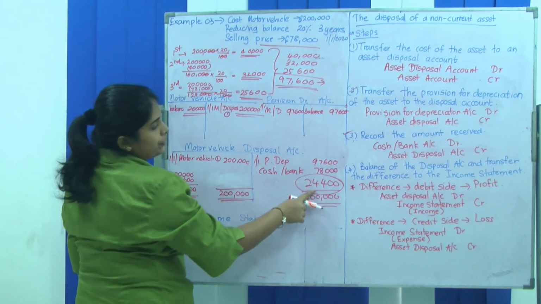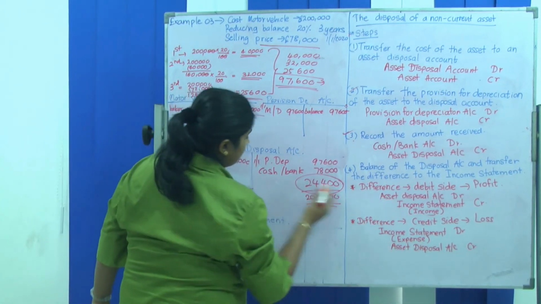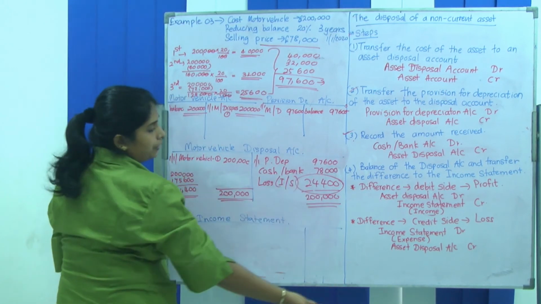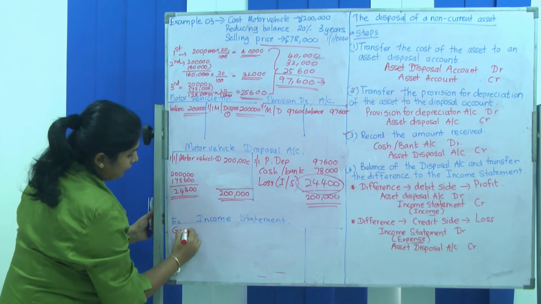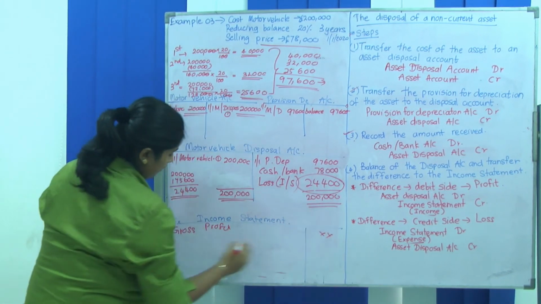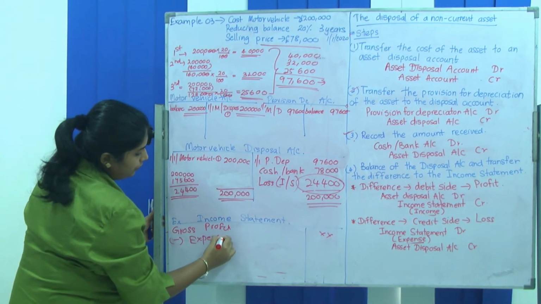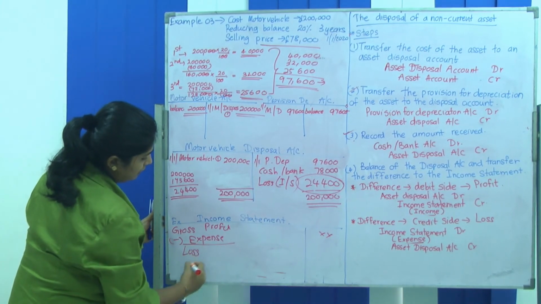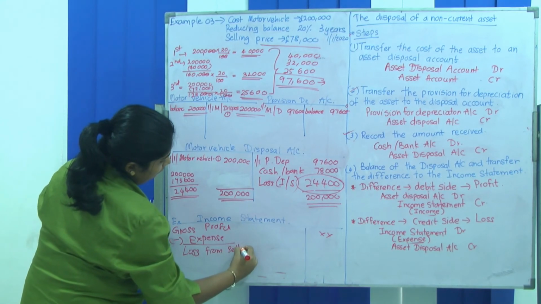24,400. Okay, so here it says if you get a difference on the credit side, that means it's a loss. Then you have to write under income statement as an expense. So here you will be writing the gross profit, 2 crosses, gross profit, 2 crosses. Then you have to minus, it's an expense, so expense always will be minus. So under expenses you will be writing loss from selling motor vehicle.